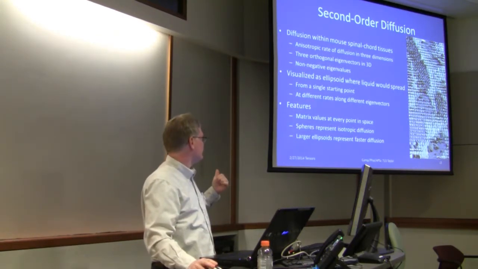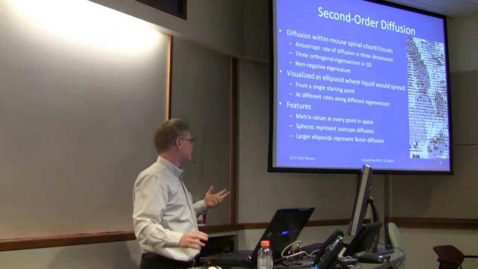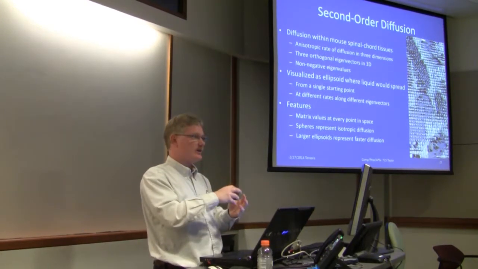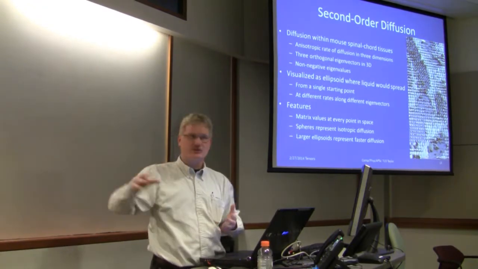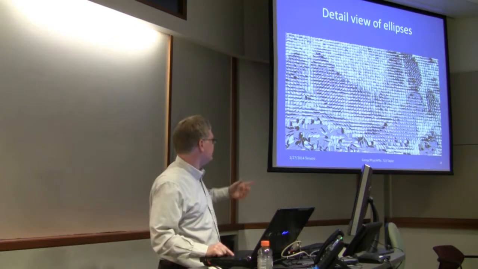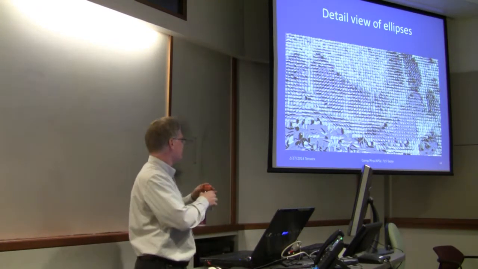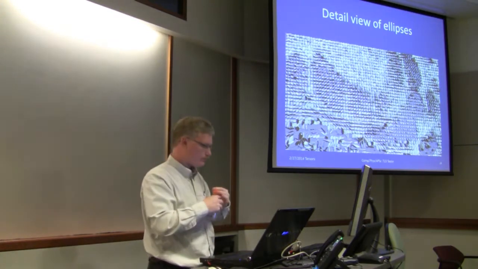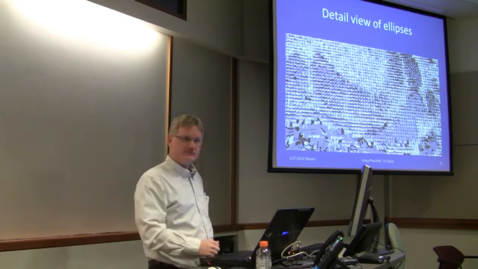All right, so it gives you values at every point in space. Spheres are isotropic diffusion, and a larger ellipsoid means there's a faster rate of diffusion. So you can tell the rate of diffusion and direction of diffusion and how anisotropic this diffusion is on these things. All right, and this is a detailed view of that first image, just to give you an idea of what's visible. See the problem that the ones that you're looking straight on, you can't see the magnitude. Yep.